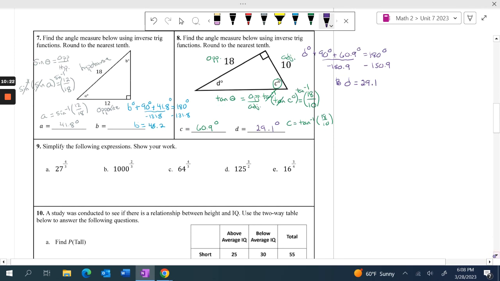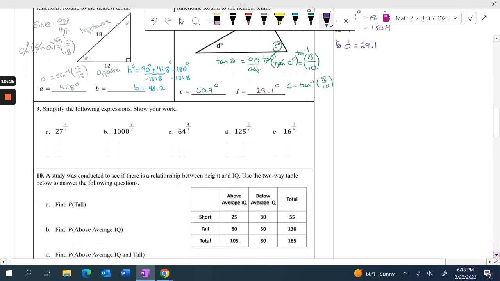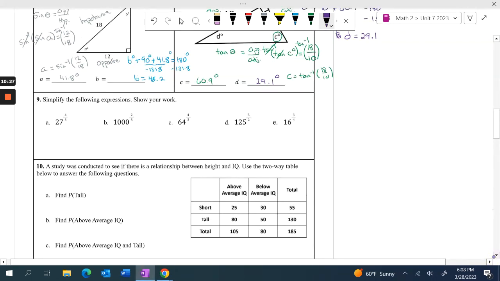Number 9. Simplify the following expressions, and I want you to show your work. Okay, so I have 27 to the 4/3 power, or 27 with an exponent of 4/3. When you're doing these problems and you're showing your work, you want to focus in on whatever number is in the denominator of the exponent. In A, it is 3. So what you do is you go to the 27, the base, and you say to yourself, can I rewrite 27 as some number smaller than 27 to the 3rd power?